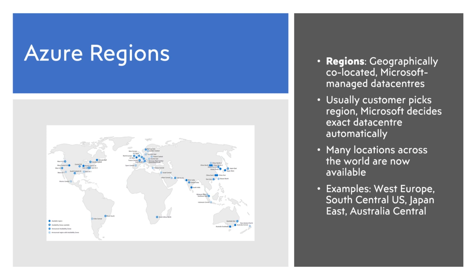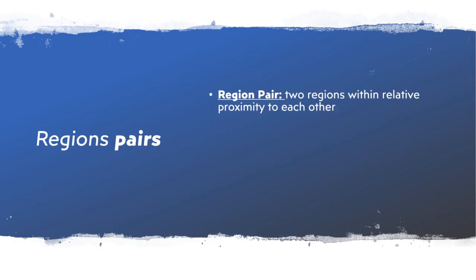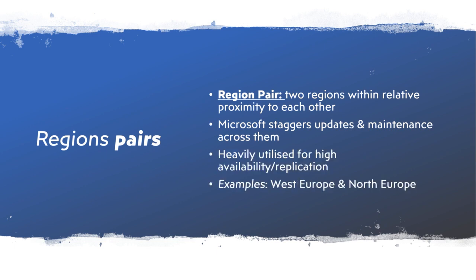and Australia. Azure also heavily utilizes the concept of region pairs, which are two regions within close proximity of each other, where Microsoft staggers platform updates and maintenance across and gives priority to the restoration of services into one of the region pair if both go down.